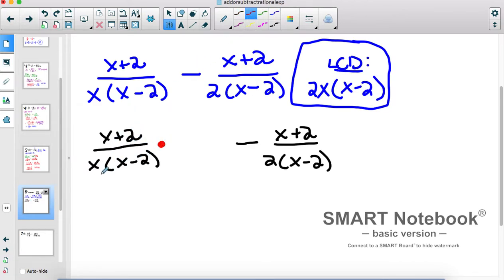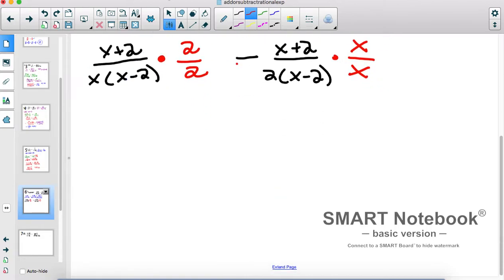We need to multiply by what the denominator is missing. Here we have an x minus 2, so we're missing the 2. I'm going to multiply by 2 over 2. Now with this fraction, we have a 2 and an x minus 2, so it's missing the x. I'm going to multiply this fraction by x over x. All right?